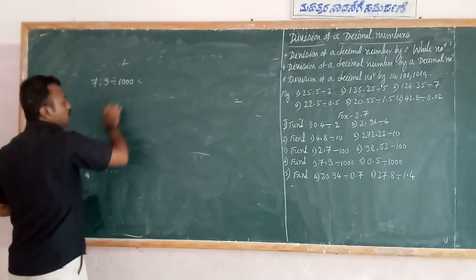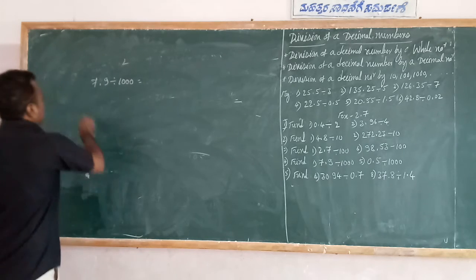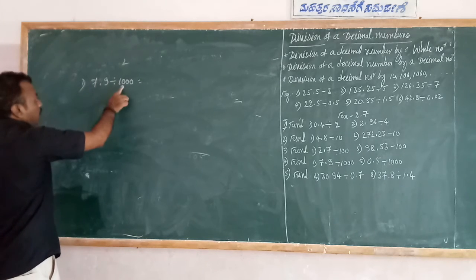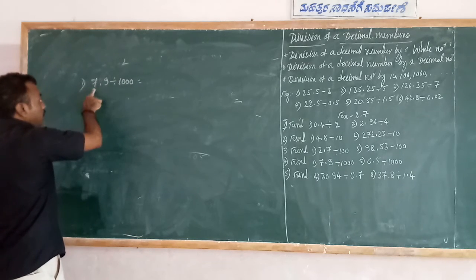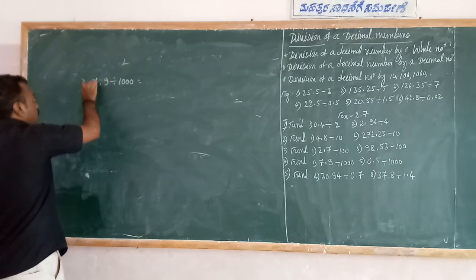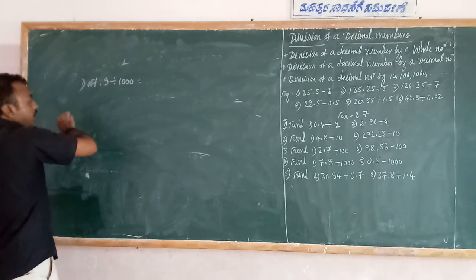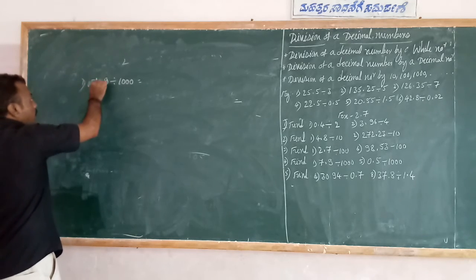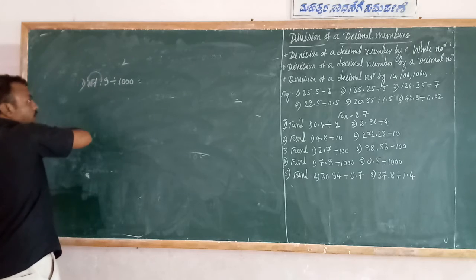But here, students, what is the question number here? Fourth one. See here, students, how many 0s are there in 1000? Three 0s, but here only one digit is there. That's why we have to put the remaining 2 digits, 2 zeros. The point is shifted 3 digits to the left.